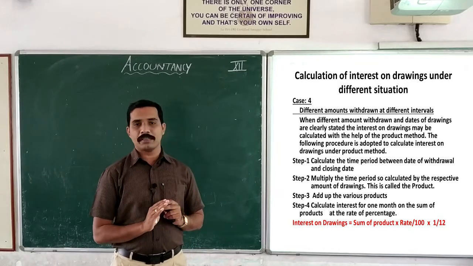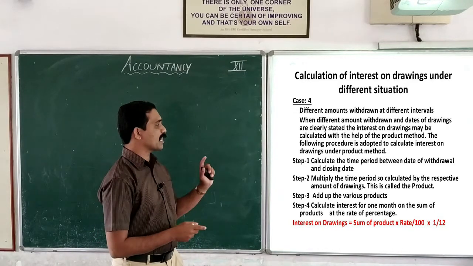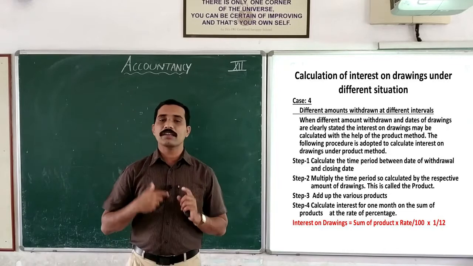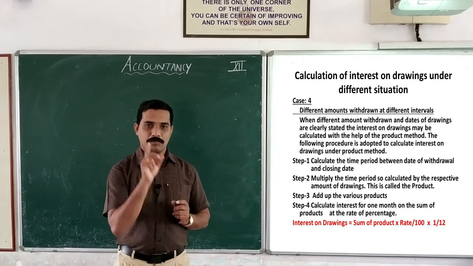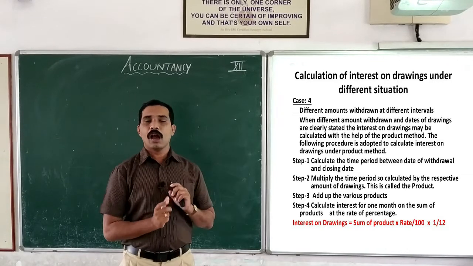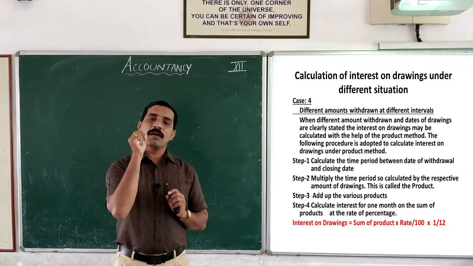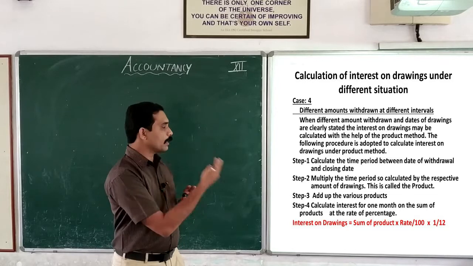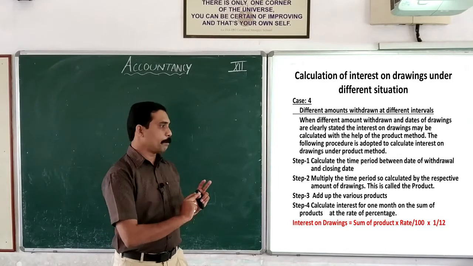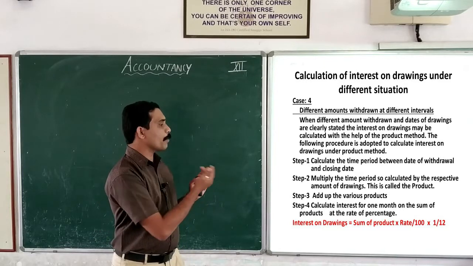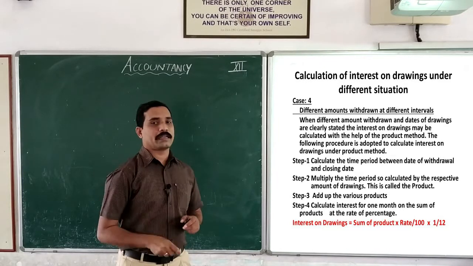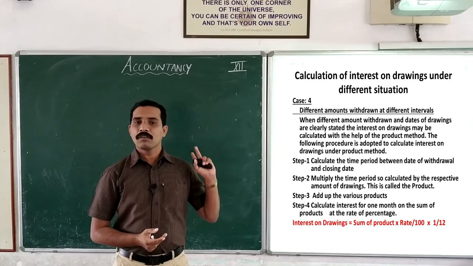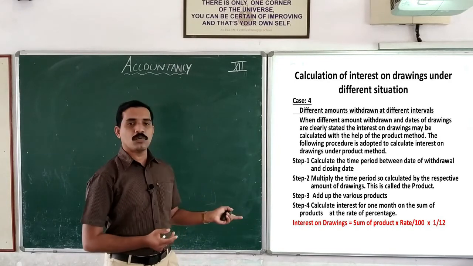calculating interest on drawings under the product method. The first step: calculate the time period between the date of withdrawal and the closing date. Okay, so the time period is calculated from the withdrawal date to the closing date. Then the second step: multiply the time period so calculated by the respective amount of drawings. This is called the product. And after that, add up the various products.